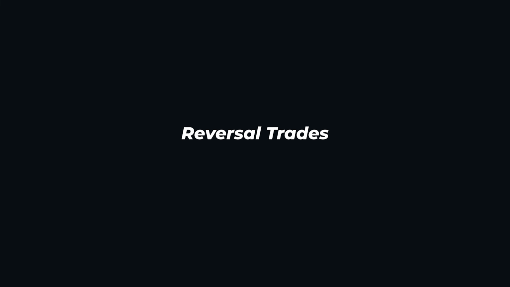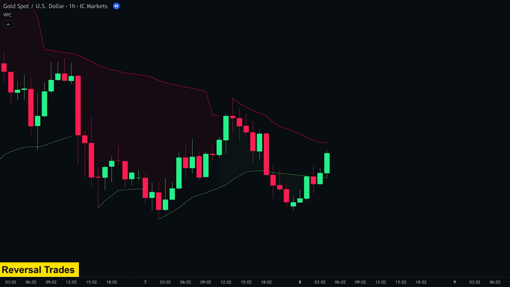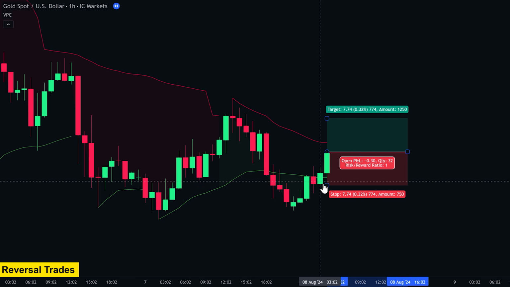The second to the last trade idea on our list is the reversal trades. For the buy trade setup, you are going to look for price to spike well below the lower VWAP channel line. Then you wait for price to close back above the lower VWAP line with a strong bullish candle. You can enter the trade on the close of that bullish candle.